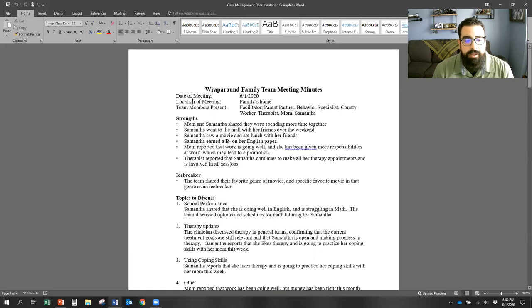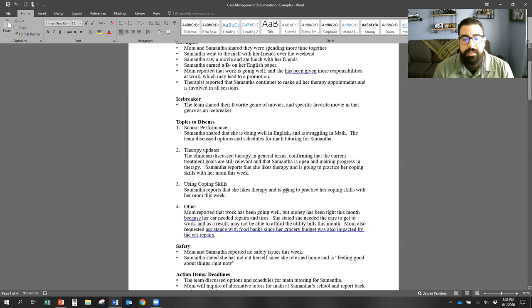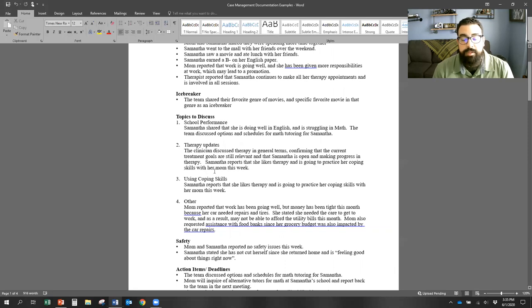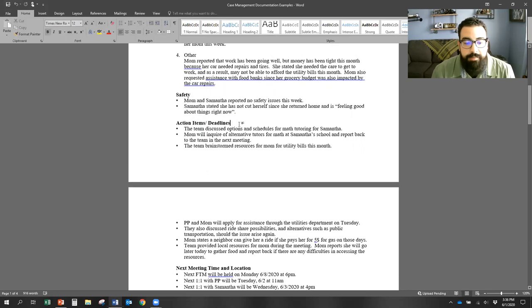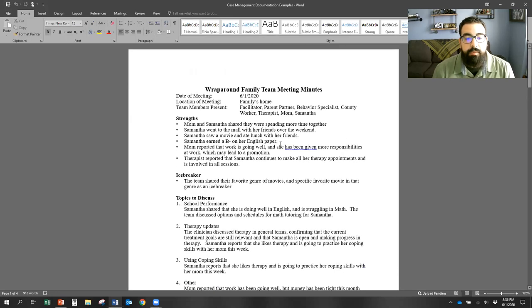So let's look here. Strengths, icebreakers, topics to discuss. Here are the very three that we're using. And look, it looks like we had an additional topic covered that wasn't planned on being addressed in the agenda. Safety is always present. And then we have our action items and deadlines. Now, I'm not going to read you this entire note, but let's draw our attention to a couple of things.